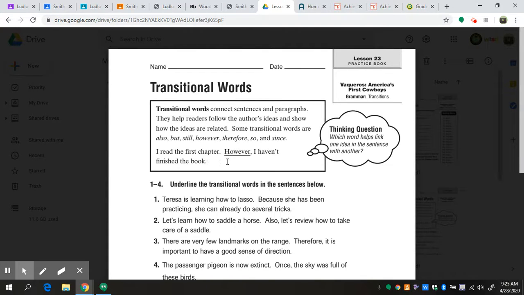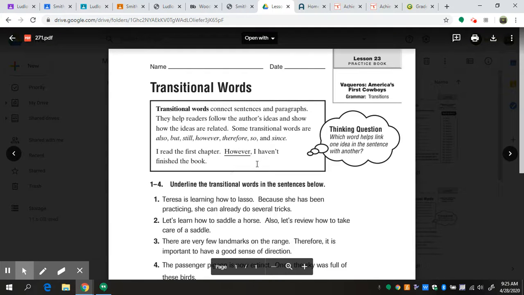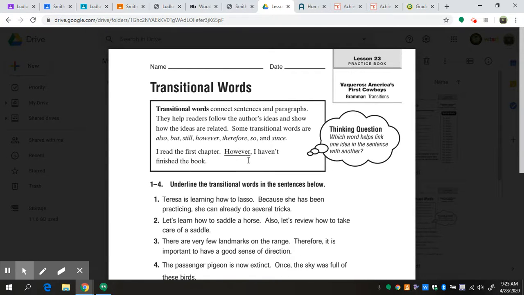I read the first chapter. However, I haven't finished the book. So when we're using a transitional word, it is indicating a relationship between the first part of the sentence with the second part of the sentence, or a first bit of information with a second bit of information. So if I'm looking at these two sentences, the word however almost gives me an indication that there is a negative relationship between the first part and the second. Like, yeah, I definitely did read the first chapter, but I didn't read anything else and I didn't finish the book. So this word however kind of gives us a negative relationship between the first part and the second part.